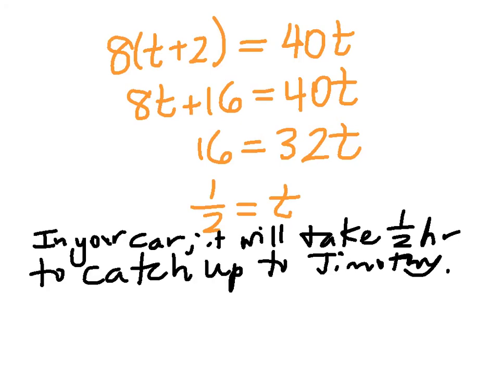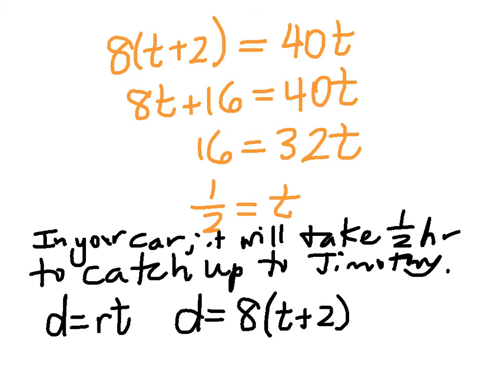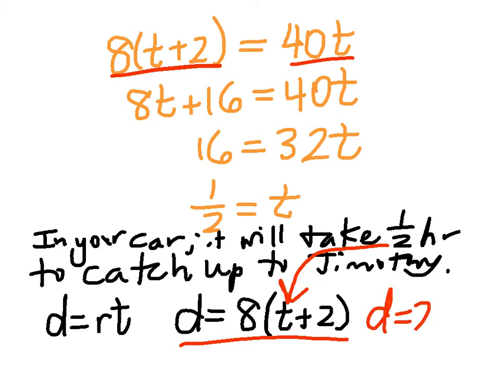So what this means is if you get in your car 2 hours after Timothy leaves, it will take you a half hour to catch up to him. Now to get the distance, you can use either one. You can use the 40t or the 8 times t plus 2. I've got it written out with the 8 times t plus 2. If I take my half and put it in here, I'll get that the distance is 20 miles.